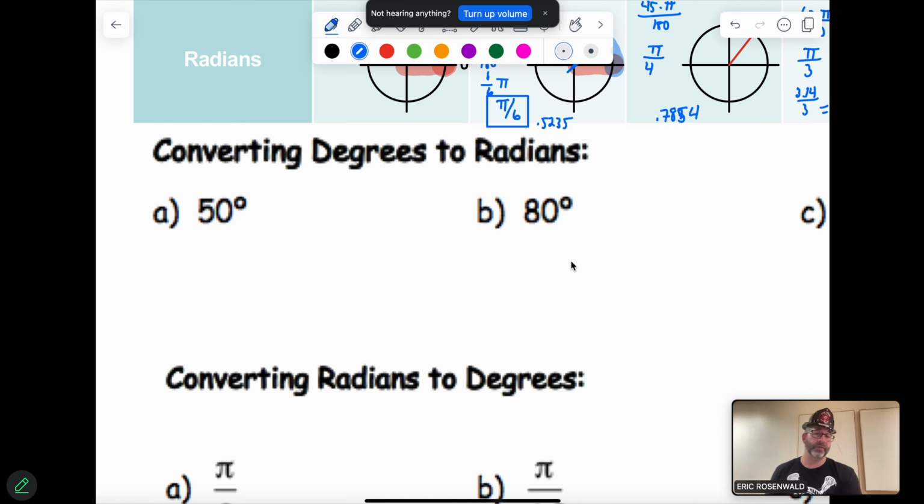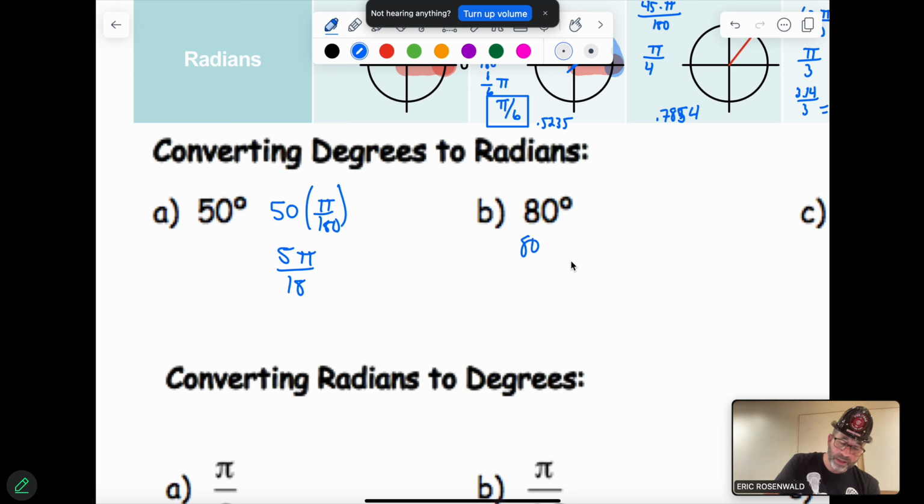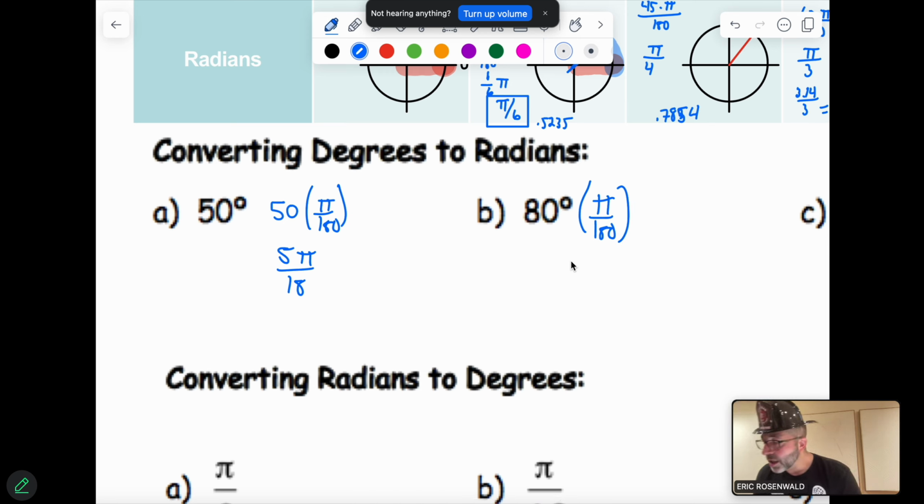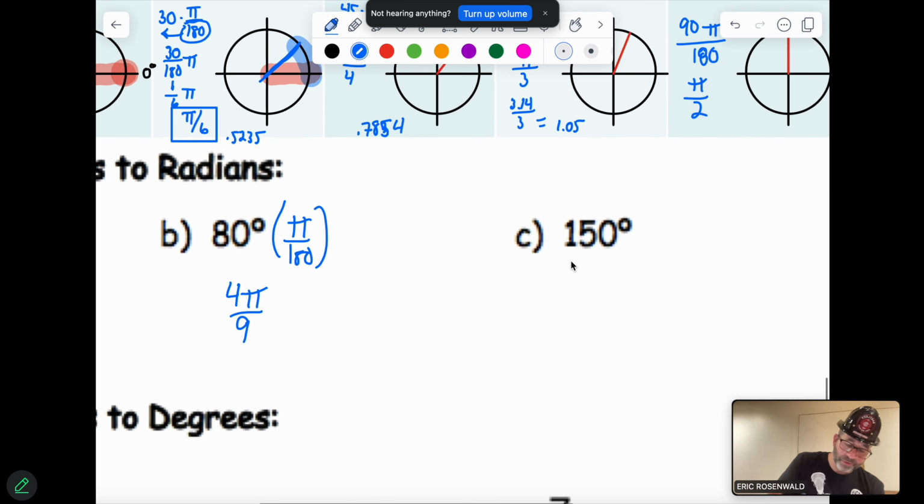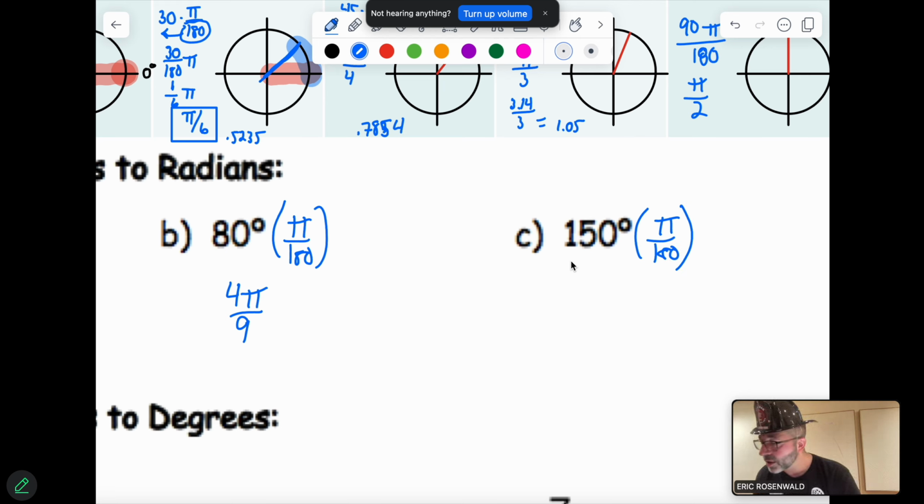This is just practice. Feel free to go ahead and pause it, try it, check your answers. But we're just going 50 times pi over 180, which will then just reduce to 5 pi over 18. We're going to go 80 times pi over 180, which will reduce to, I can't do mental math right now, I'm too tired, 4 pi over 9. Okay, 150 times pi over 180. We're going to go ahead and get 150 over 180. I should know this one offhand. It's 5 pi over 6.